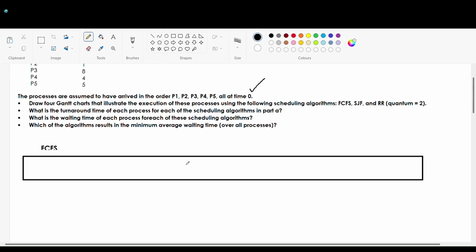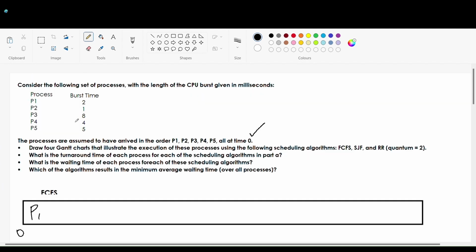P1 will start to execute at 0, from 0 to 2. Then P2 from 2 to 3. Then P3 from 3 to 11. Then P4 from 11 to 15. Then P5 from 15 to 20. This is the FCFS algorithm.